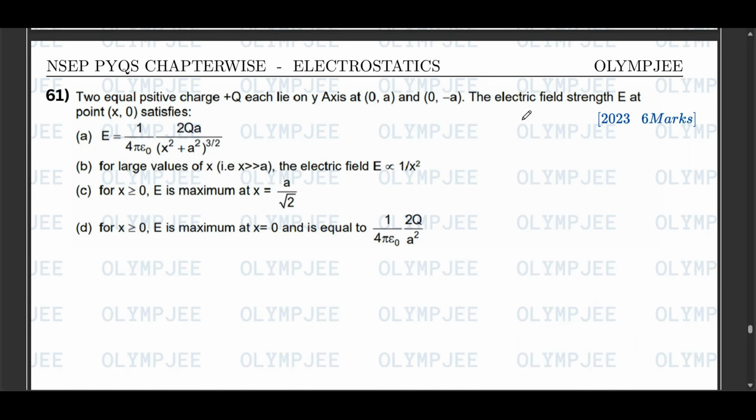So moving on to question 61, it says that two equal positive charges plus q each lie on the y-axis at (0, a) and (0, minus a). The field at point (x, 0) satisfies. So let me draw.